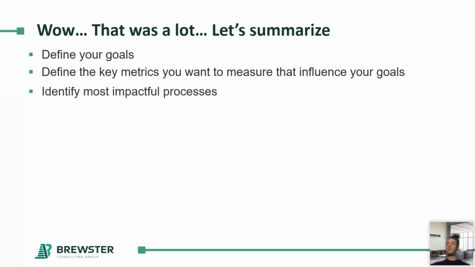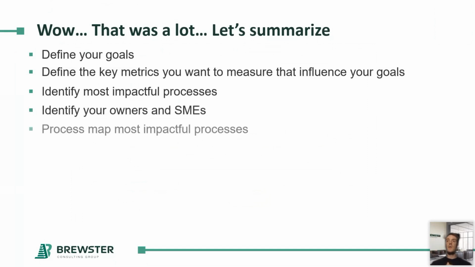Number three, from there, you identify your most impactful processes. Where is our low-hanging fruit, right? Where are we going to get the most bang for our buck whenever it comes to improving our processes? From there, we identify the owners of those most impactful processes and the subject matter experts that influence those processes. We process map those out. We have an understanding. We get leaders to argue about what the process is. We nail it down. You define the process metrics that you're going to measure. So within those processes, what are the key measurement points that we need to actually measure and improve?